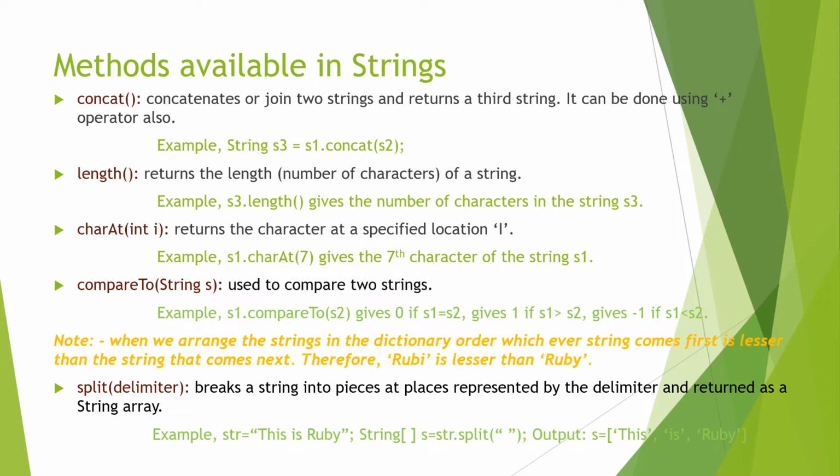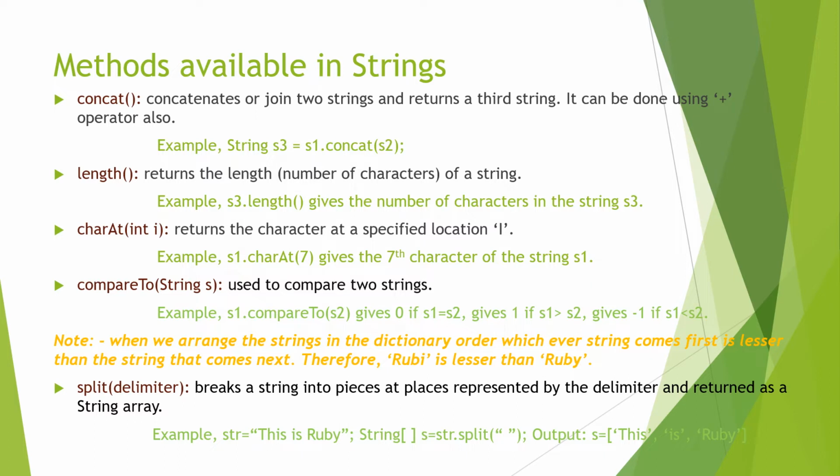There are different methods available in strings. The first is concat, which concatenates or joins two strings and returns a third string. It can be done using the plus operator also. So for example, String s3 = s1.concat(s2). This concat method will concatenate both strings s1 and s2, and it will assign the result to the third string s3.